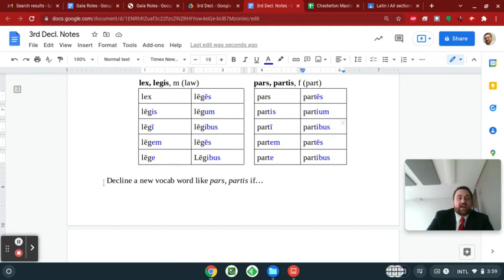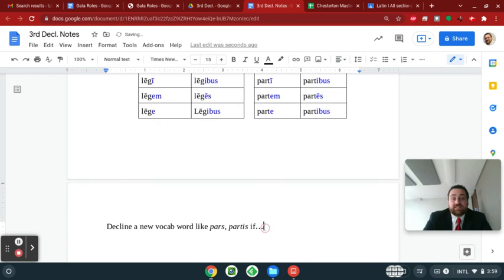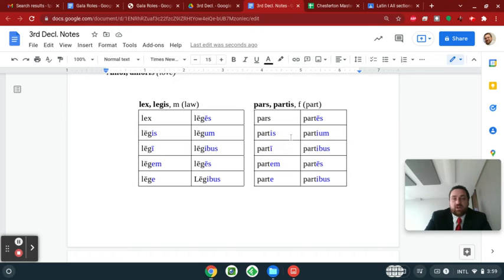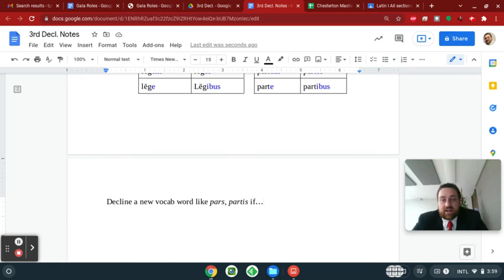But the first thing is, how do we know when we see a new third declension word whether we're going to decline it like lex legis with just um, or like pars partus with an ium? That's the question. And so I have two answers for you. I've got an A and I've got a B. I'd like you to put these in your notes. I'd like you to write in your notes, decline a new vocab word like pars partus if A and B.